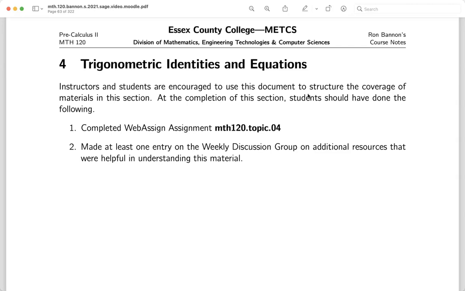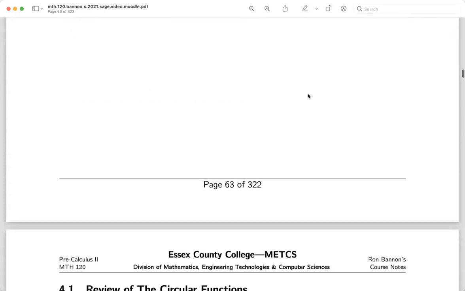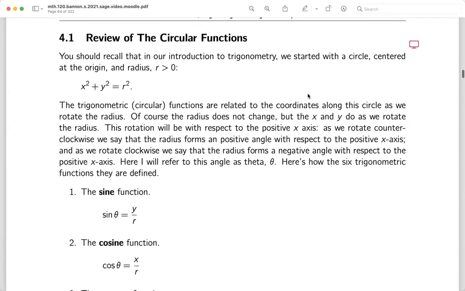And once you get through it all, what we'd like you to do is finish topic 4 in the WebAssign. It really comes out that simple. So what I want to do is briefly go through what the lecture is going to look like. And the lecture is going to look like this.